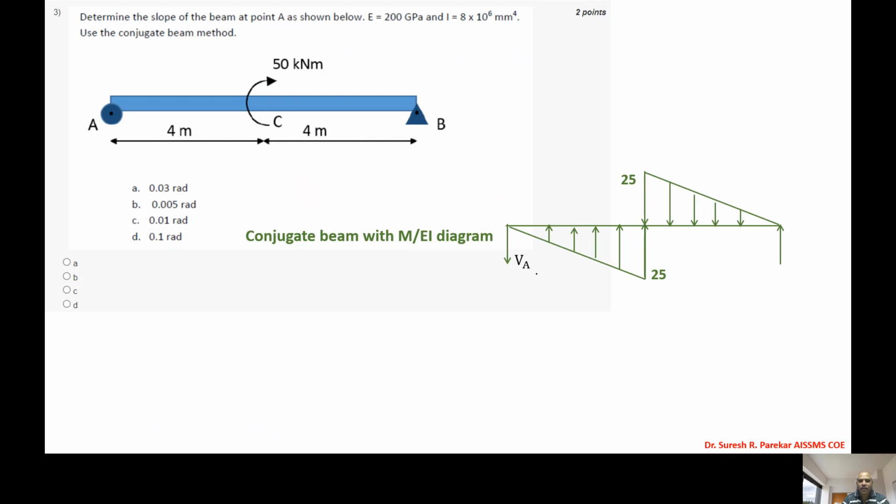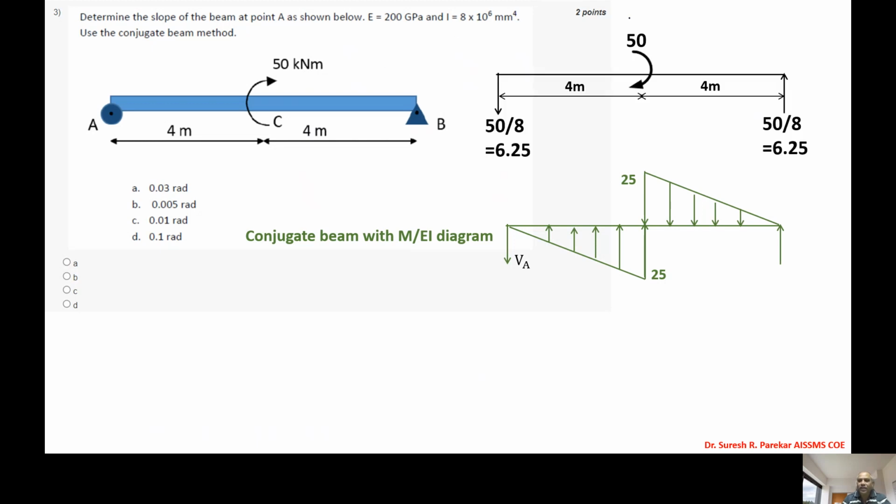Then we will have this. In this, the beam is given with 50 kilonewton meter. This will be the moment. If we take moment about A, then we have 50 minus RB into 8 equal to 0, and it gives us RB equal to 50 by 8. Then equal and opposite on the other side, and therefore we have 6.25.